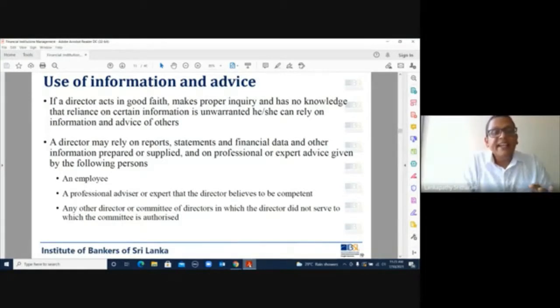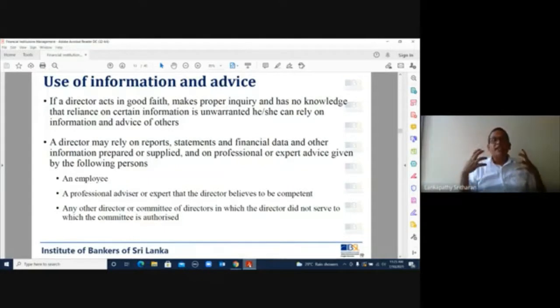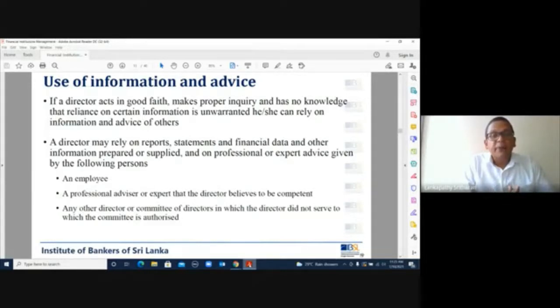The second one is that a director may rely on reports, statements, financial data and other information prepared or supplied, and on professional or expert advice given by the following persons. So the director can use information from expert knowledge and professional advice from these persons. Particularly, it may be an employee. Second is a professional advisor or expert that the director believes to be competent. So the director has to believe that the person is competent and can give professional advice.